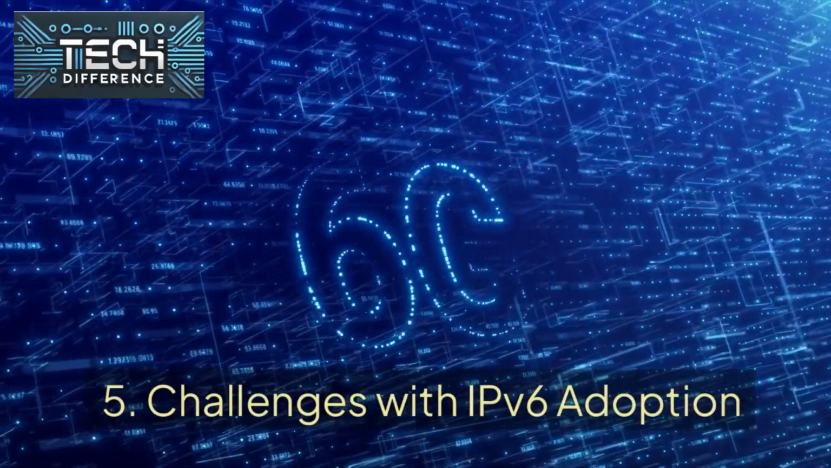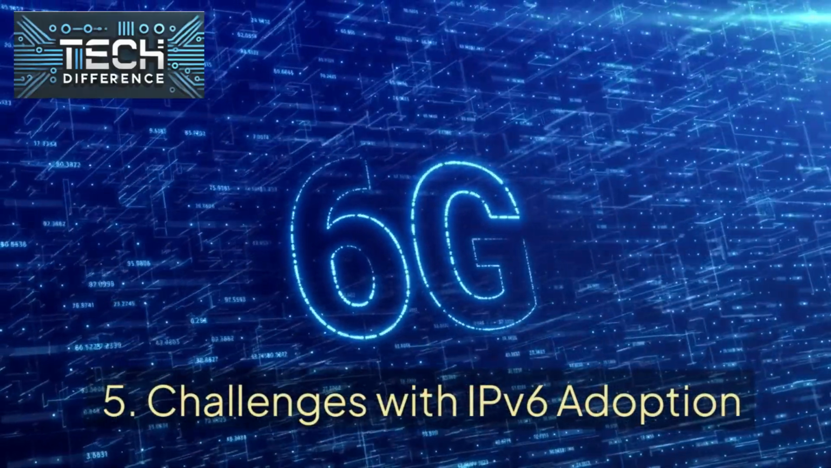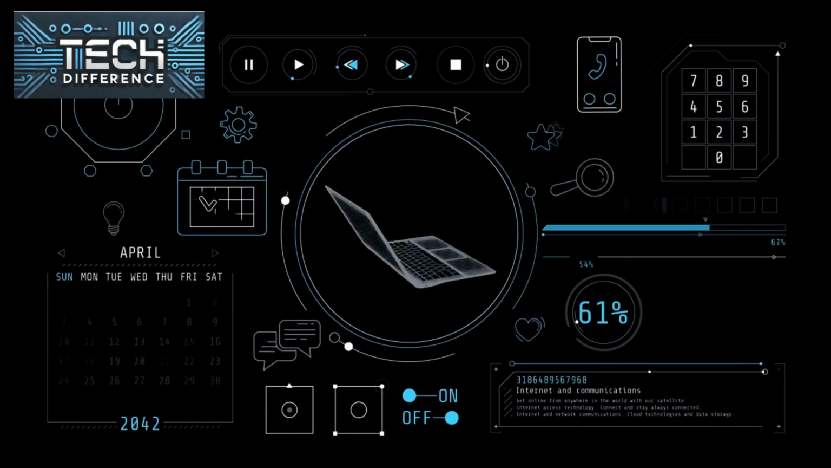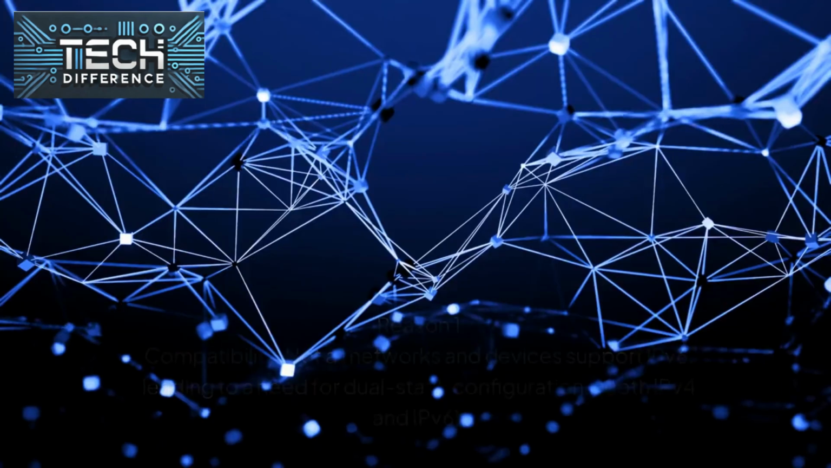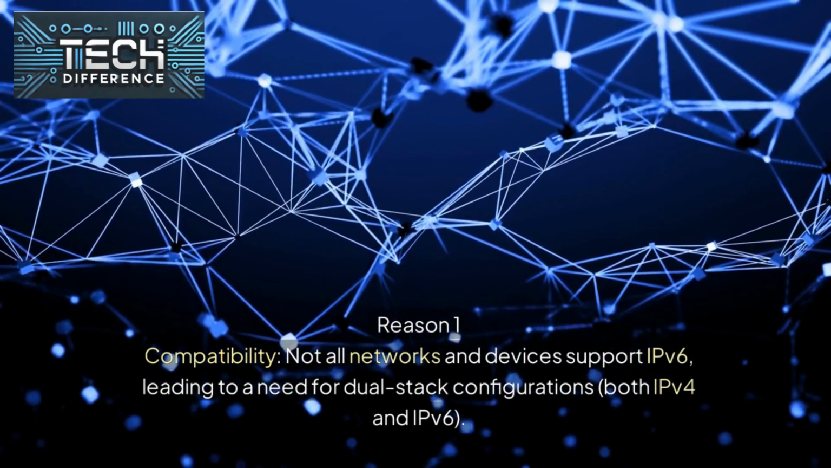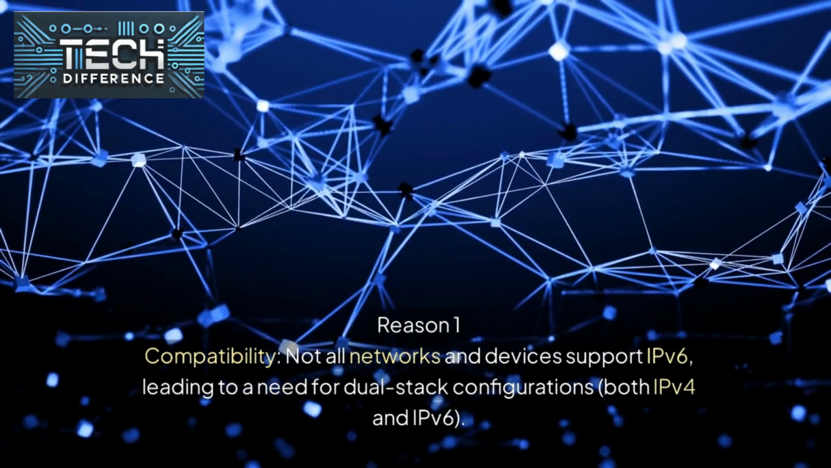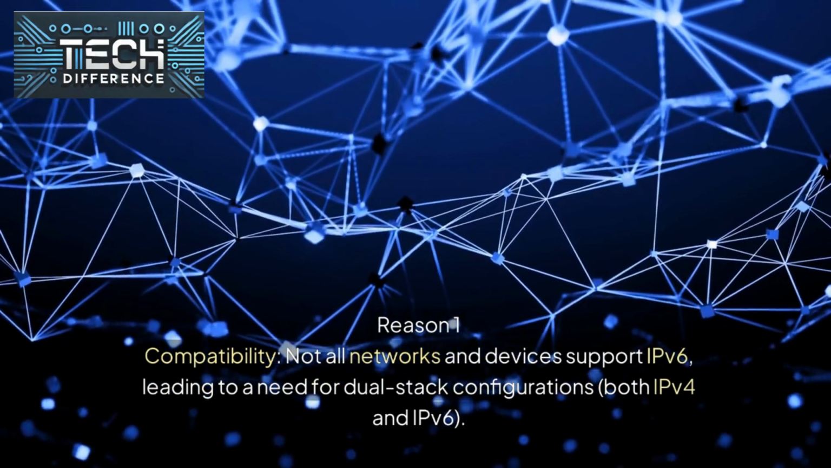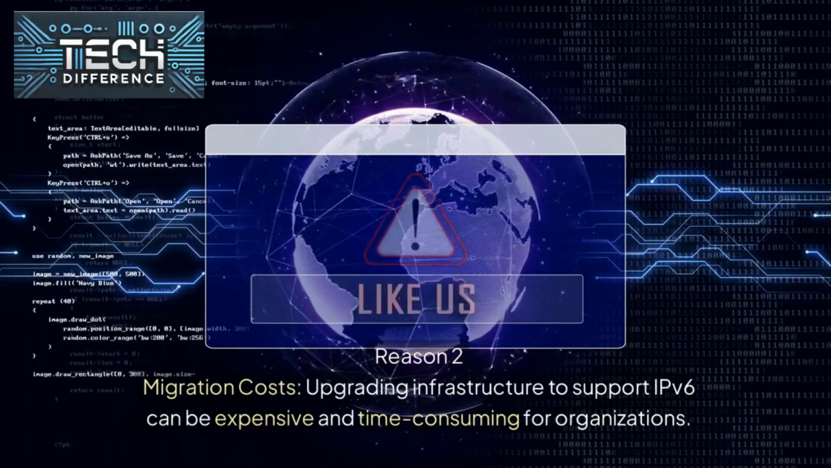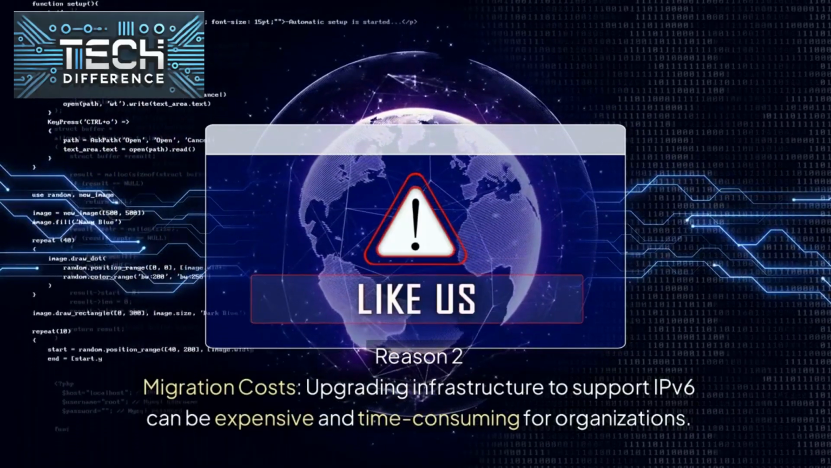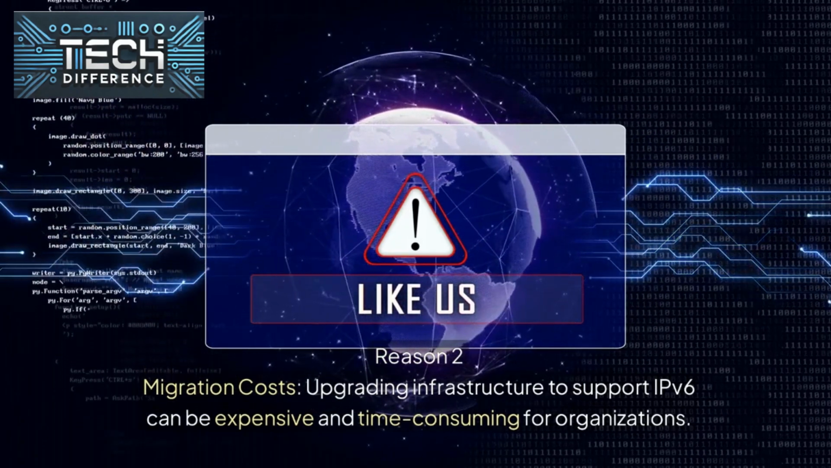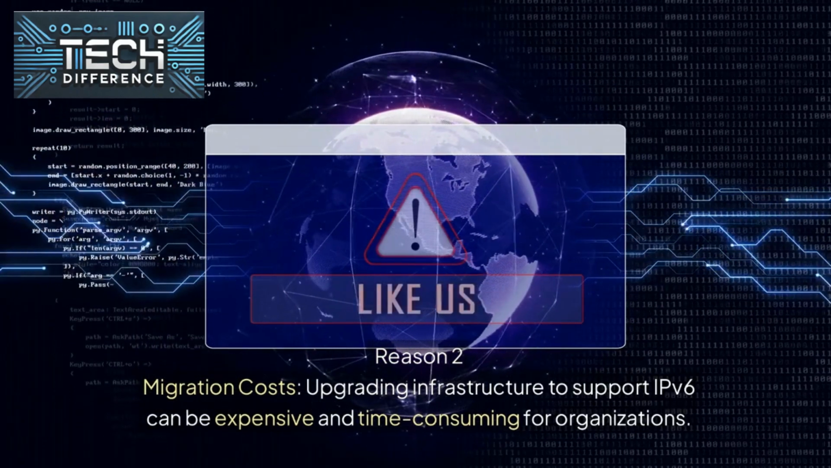5. Challenges with IPv6 adoption. Despite its advantages, IPv6 adoption has been slower than expected due to reason 1. Compatibility. Not all networks and devices support IPv6, leading to a need for dual-stack configurations, both IPv4 and IPv6. Reason 2. Migration costs. Upgrading infrastructure to support IPv6 can be expensive and time-consuming for organizations.